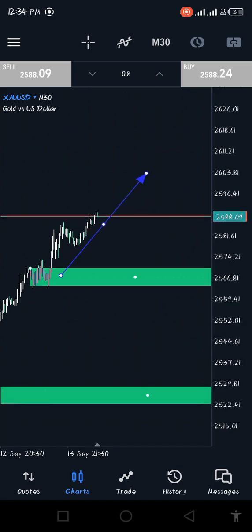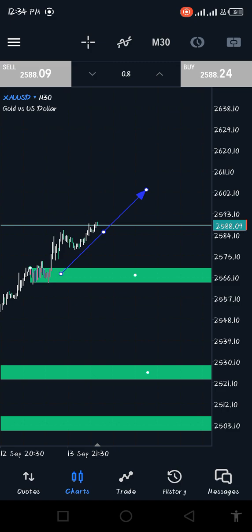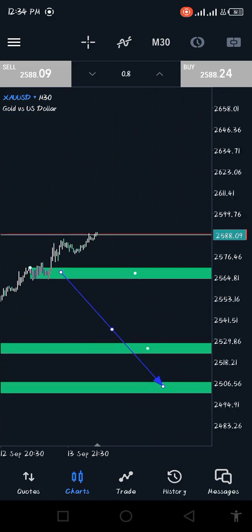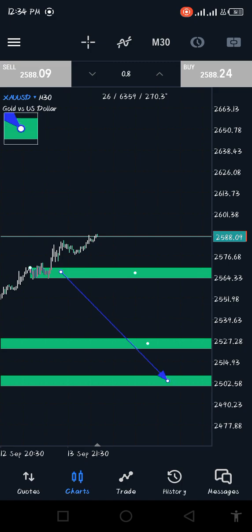Where will our stop loss be? Below those candles or below these zones. Do you see these zones? Below this zone we can have our stop loss. Below this zone we can have our stop loss.